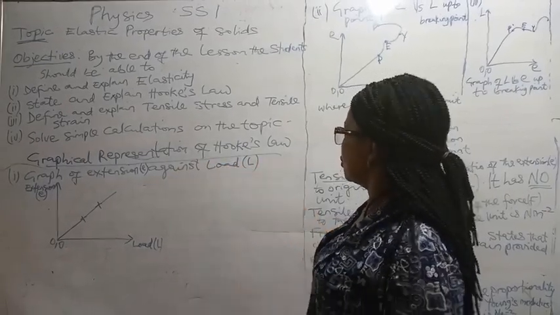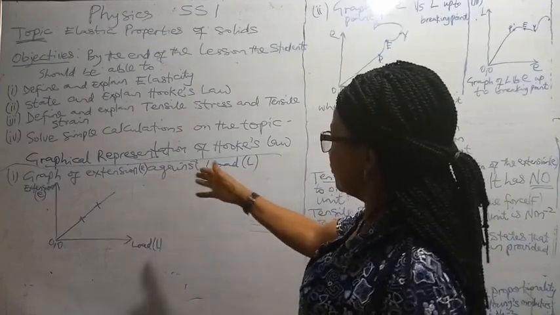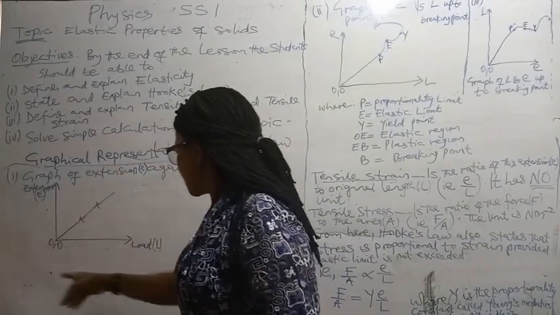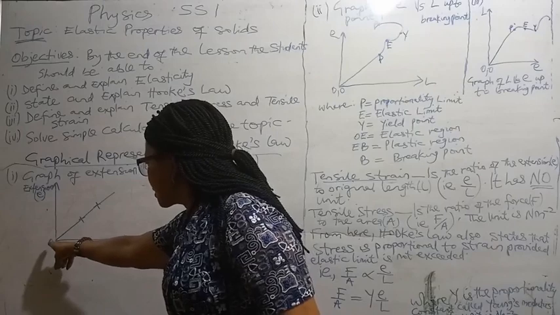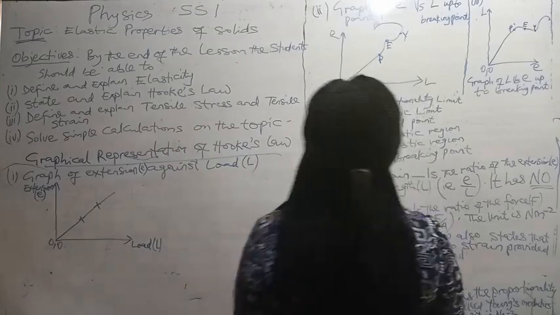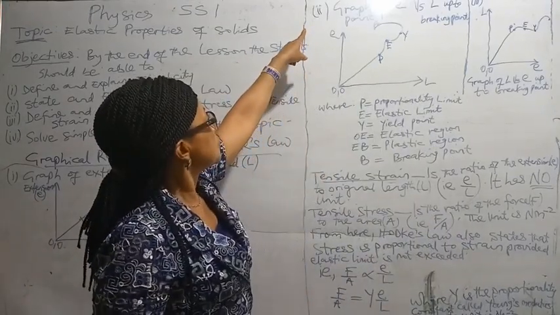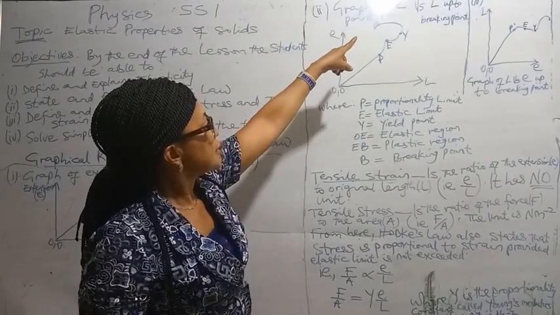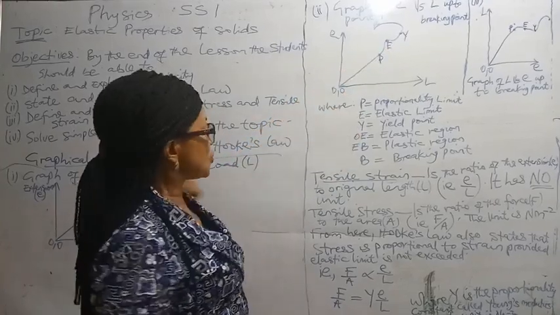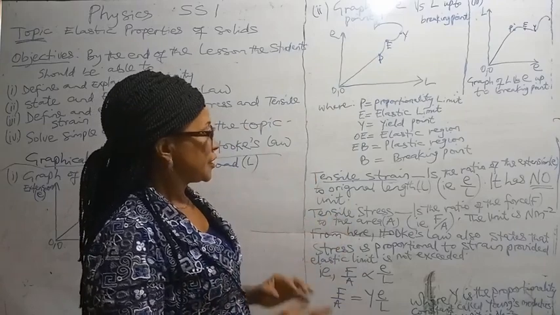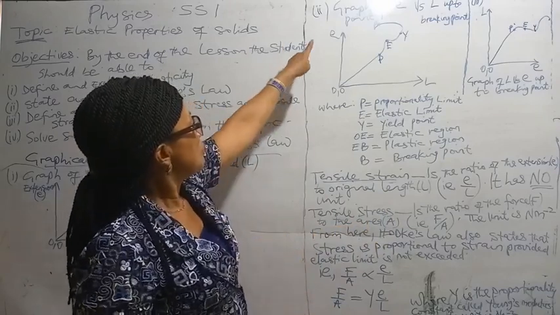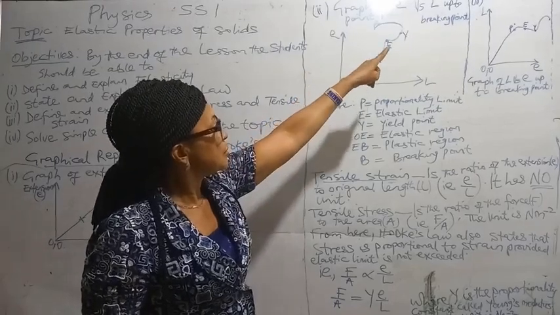Graphical representation of Hooke's law. Number 1, graph of extension E against load L. When you plot the graph of extension against load from the origin 0, 0, it will give you a straight line graph. Then graph number 2, graph of extension versus load, up to breaking point, because that first one did not reach up to breaking point. It has not exceeded the limit. So that's why it stopped like that. But this number 2 gets up to the breaking point.